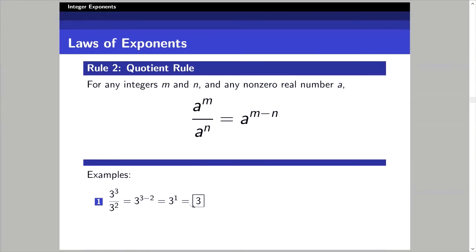You can simply have 3. All right? Okay. I think we have another example under quotient rule. Yes. Okay. So again, we apply the quotient rule.